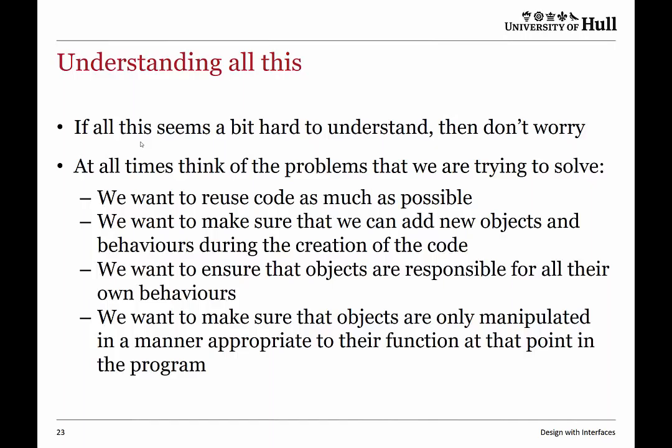If this seems a bit hard to understand, then don't beat yourself up on this one, because this is the toughest part of the course, I think. The way to keep your head clear and understand what we're on about is to think in terms of the problems we're trying to solve. We want to reuse code. We want to write something once and once only. We want to make sure that we can add new things and just add the specific extra behaviors that they need to make the whole thing work. We want to make sure that the objects are autonomous in that they don't rely on anybody else to do their thing. And we want to make sure that we can manipulate those objects in a manner appropriate to not just what they are, but what they can do.